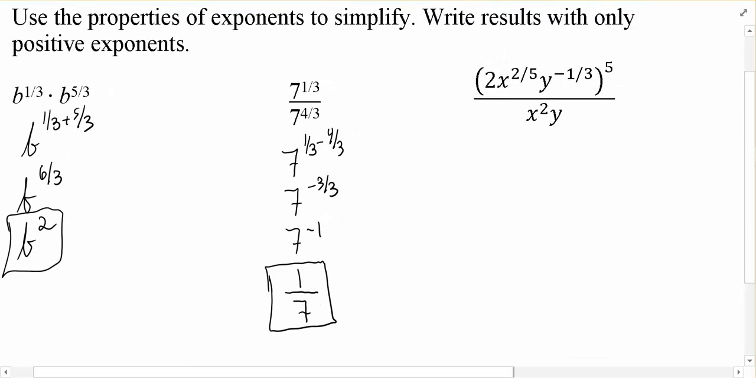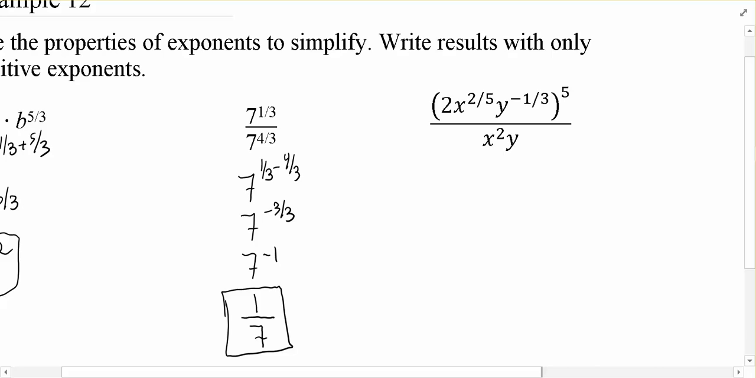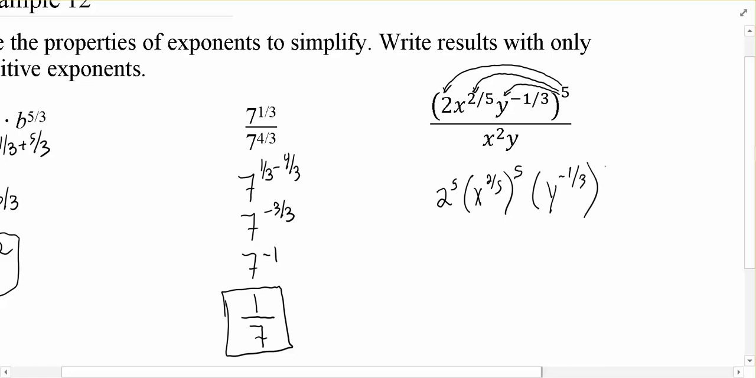Now the next one gets a little bit tricky. We've got a lot going on in this one. But let's take it one step at a time. The first thing that's going on is in the top, we've got this parenthesis with an exponent. So if we use a power over a product rule, this tells me take that fifth power to the number, to the x, and to the y. Now before I simplify anything, I'm going to just literally write that. I'm going to write 2 to the fifth, x to the 2/5 to the fifth, y to the negative 1/3 to the fifth.